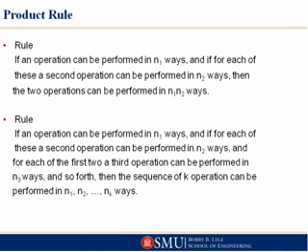If an operation can be performed in N1 ways, and if for each of these a second operation can be performed in N2 ways, and for each of those a third operation can be performed in N3 ways, and so on, so that each iteration has N sub i different ways that the next operation can be performed, then the total number of ways would be the product N1 times N2 times N3 times up to Nk ways as the total number of operations. That was a tongue twister.